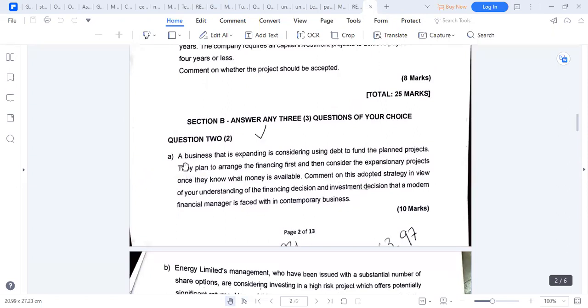This is financing decisions, yes. So the first part, like I said, most students want to underrate these questions because they read them on a surface level. Part A: a business that is expanding is considering using debt to fund planned projects. They plan to arrange the financing first, then consider the expansionary projects once they know what money is available. Comment on the adopted strategy in view of your understanding of financing decisions and investment decisions that a modern manager is faced with in a contemporary business.